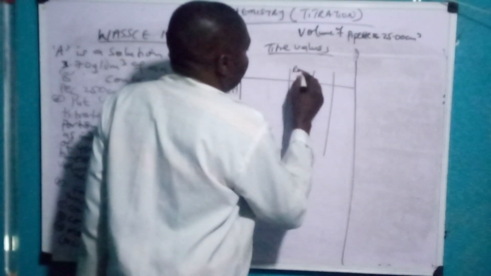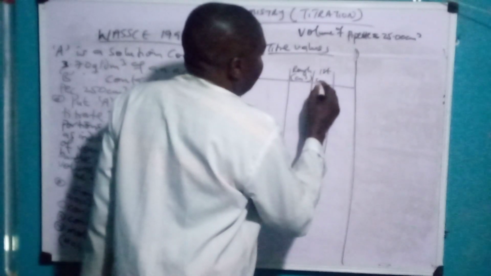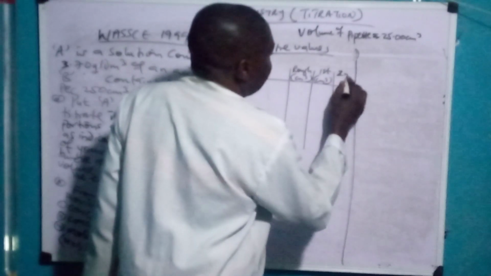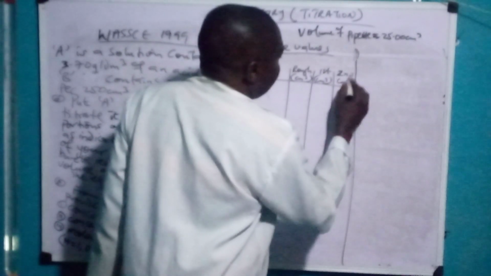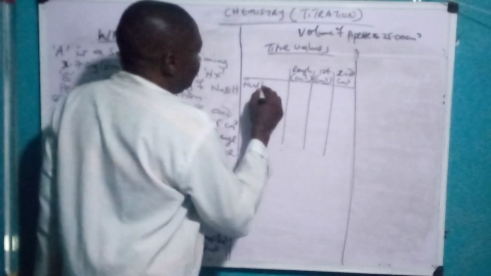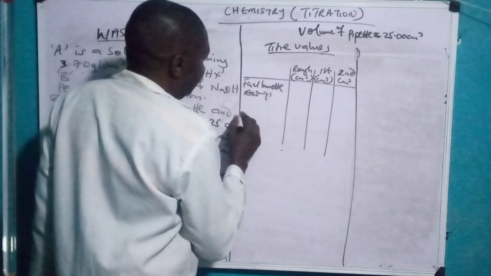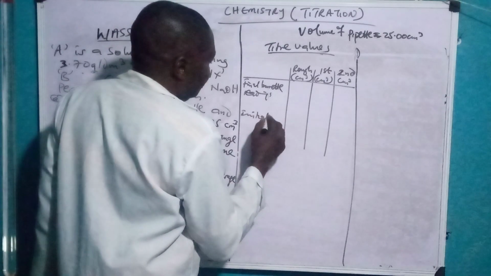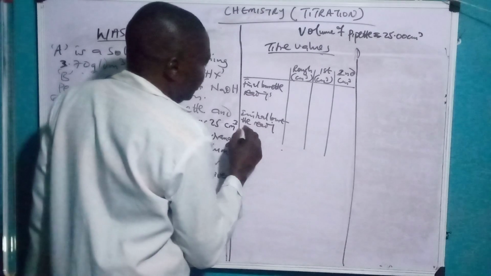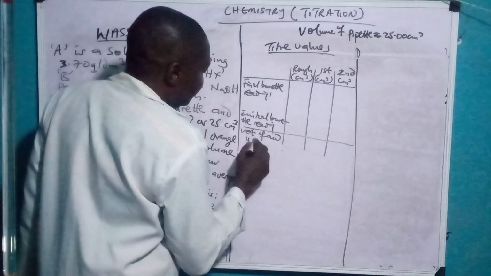Rough, cm cube. First, cm cube. This unit is very, very important. Second, cm cube. Then final burette reading, initial burette reading, volume of acid used.